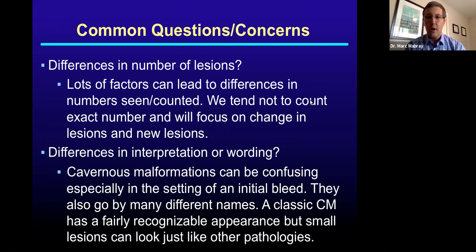So we hear commonly that there are differences in number of lesions reported to patients. As Dr. Hart was mentioning, there's a whole bunch of different factors that can lead to the differences in the number of cavernous malformations that are visible or that are counted. Some of these little tiny ones are extremely subtle, and it's very hard to know when to count it versus when to think that it may just be some subtle heterogeneity in imaging.